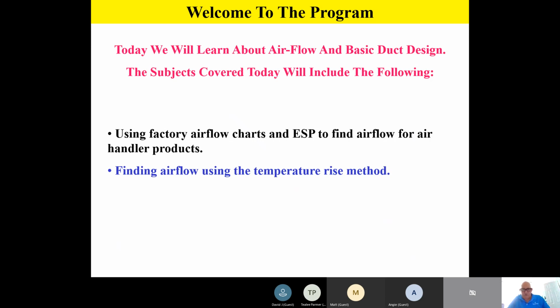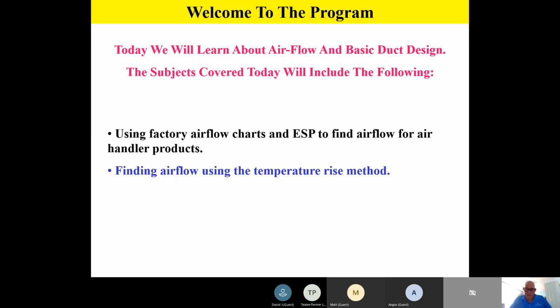In this portion of the program, we're going to continue using factory airflow charts and external static pressure to find airflow for air handlers. So we're going to be looking at those air handler charts in this module. Then we're also going to talk about finding airflow using the old temperature rise method. So before this course is over, you will have had the opportunity to learn 3 different methods of airflow measurement.